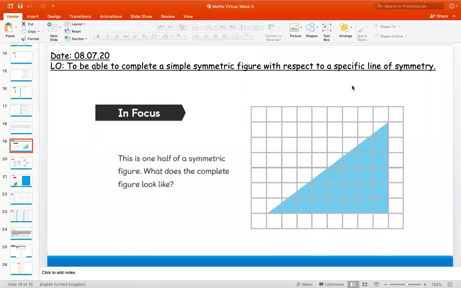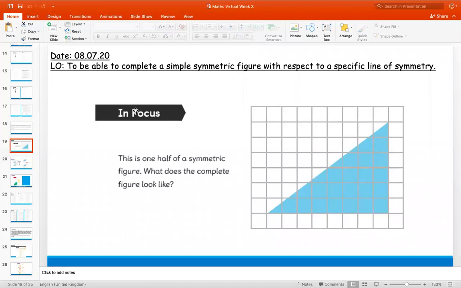To be able to complete a simple symmetric figure with respect to a specific line of symmetry. What do you think you'll be doing today based on the learning objective?